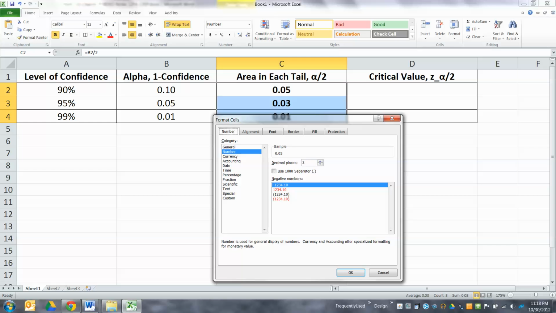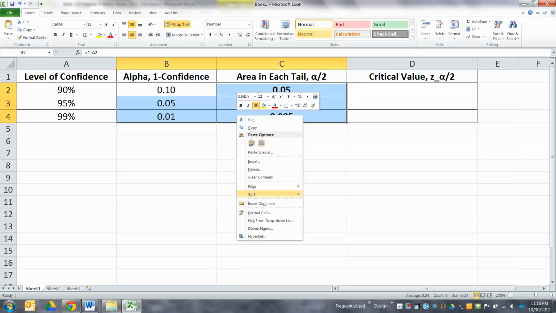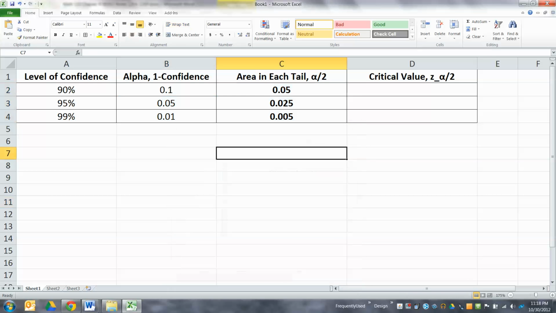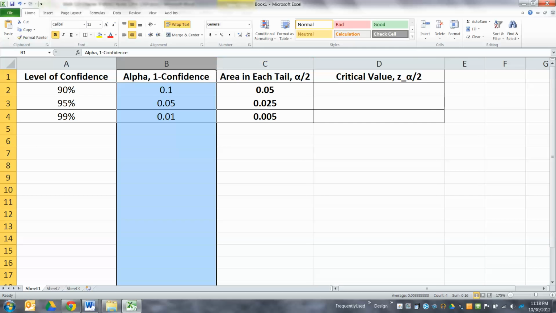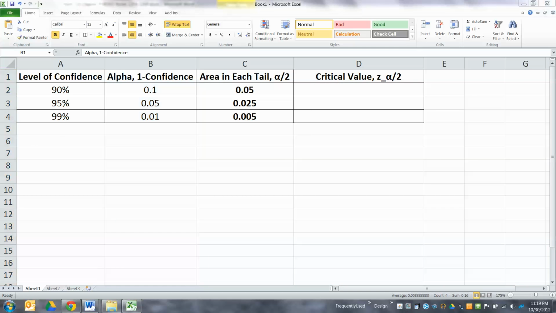And we totally need more decimal places than that. So let me go to Format Cells. Let me pick General. There we go. I shouldn't have picked Number. Number restricts how many decimal places you have, and I don't want to restrict it. Okay, so now I need the critical value. Now we can do this a couple ways. I'm going to use Excel to do it right this second.